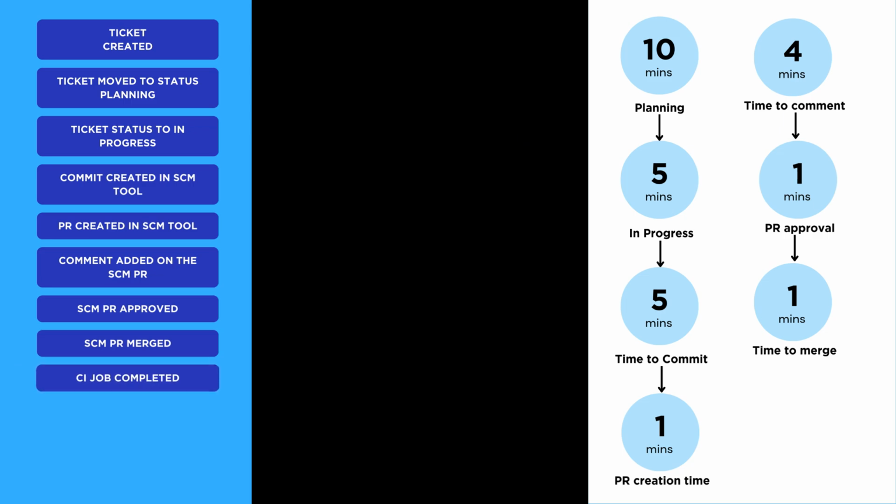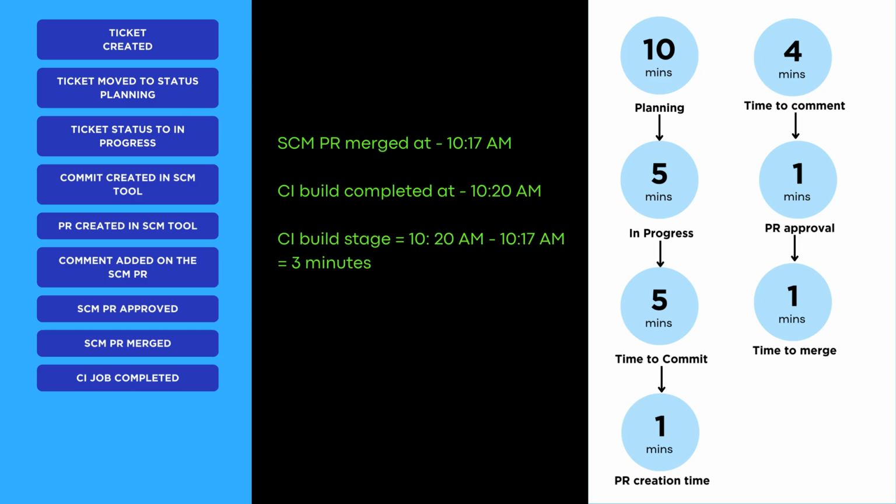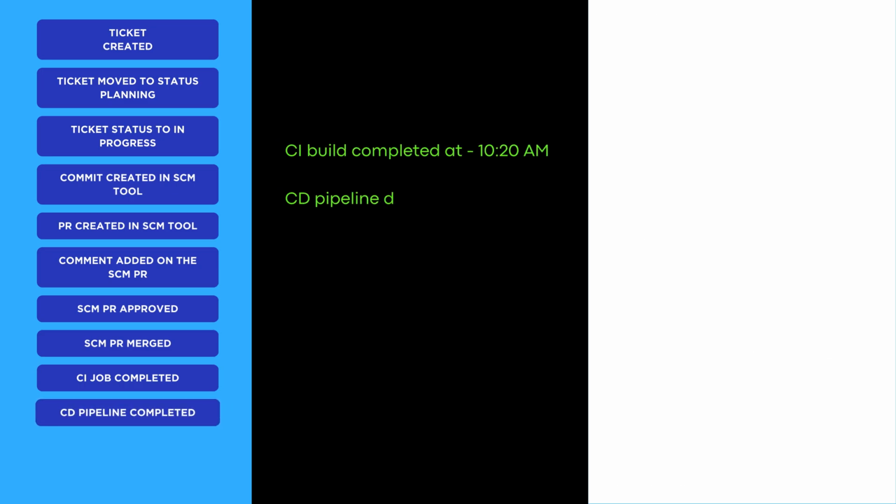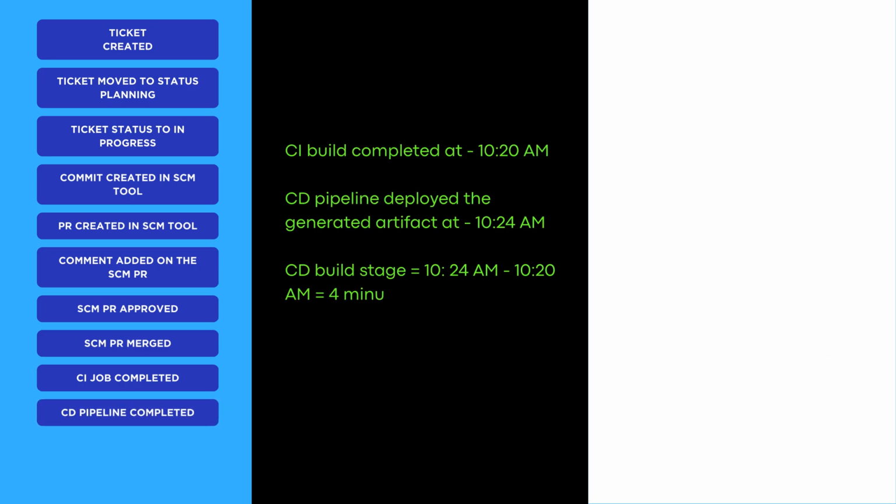Once the PR is merged, the CI build is triggered, and the system tracks the time it takes for the build to complete and generate an artifact, which in this example was completed at 10:20 a.m. Thus, the lead time for the CI stage becomes 3 minutes, representing the time taken to complete the build and generate an artifact after the PR was merged. Similarly, the CD stage tracks the time taken to deploy the generated artifact. In this case, the CD pipeline completed the deployment at 10:24 a.m., so the lead time for the CD stage becomes 4 minutes, indicating it took 4 minutes to deploy the artifact after the CI build was completed.